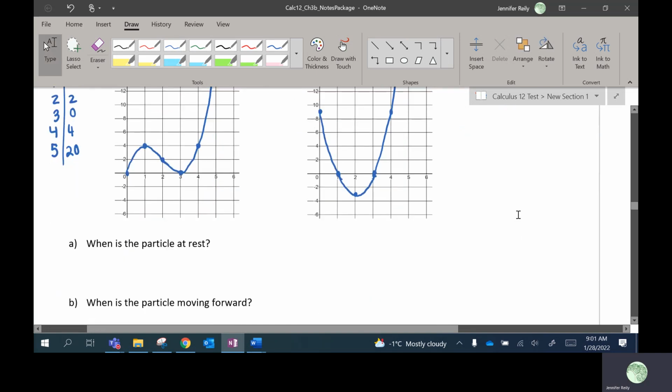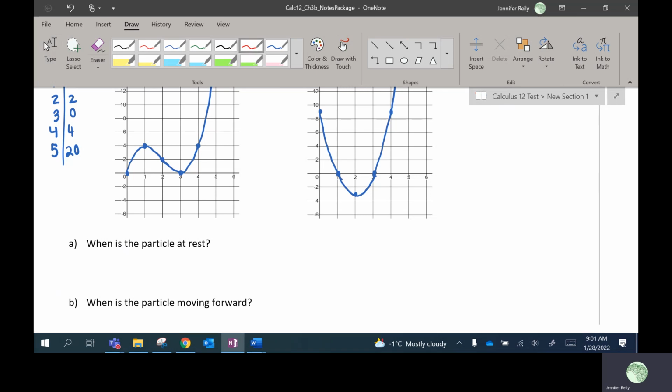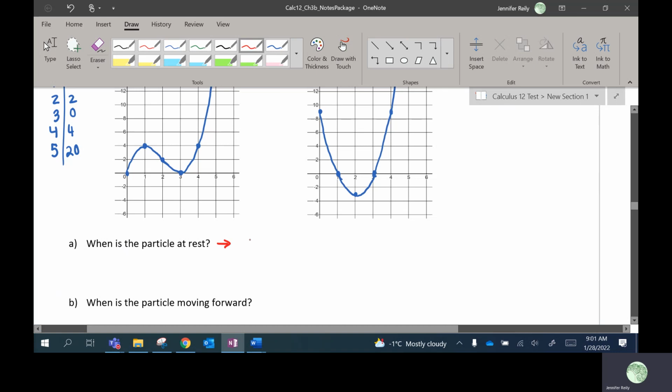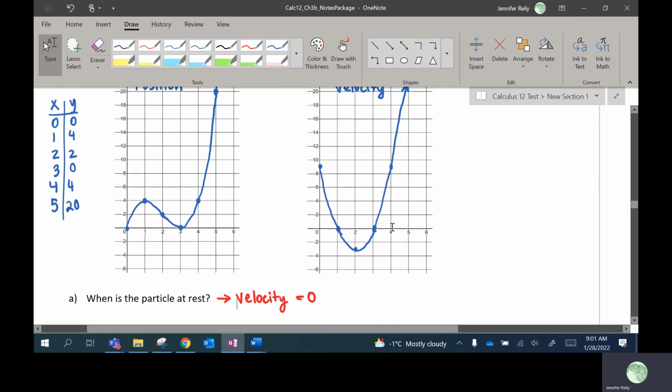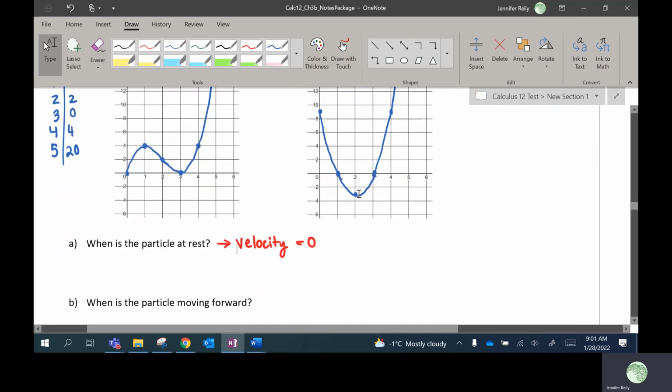Let's have a look at some of the other questions. When is the particle at rest? So we need to understand what that means. When something is at rest, it's not moving. So when something's not moving, the velocity of that thing is 0. So we're just looking for where the velocity equals 0. For that one, you'll look at the velocity graph, and where it's 0 is going to be where it hits the x-axis.